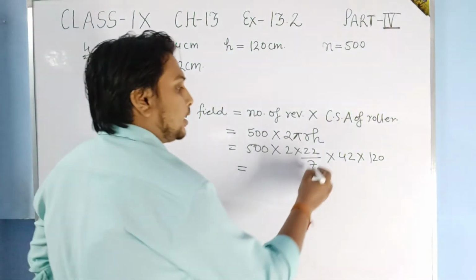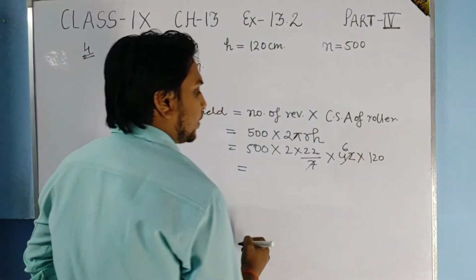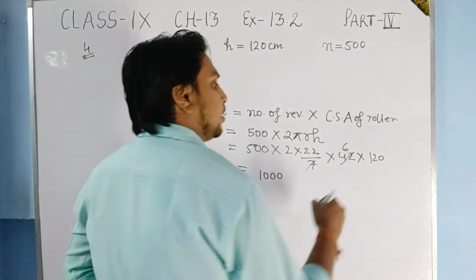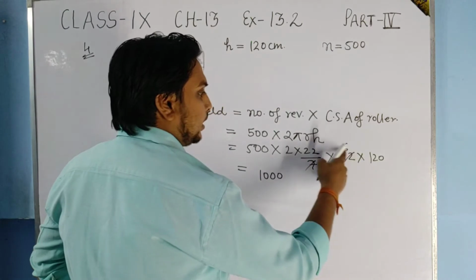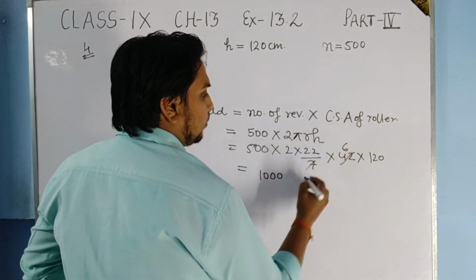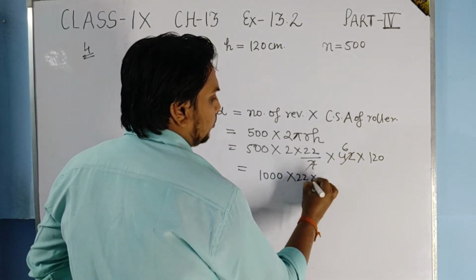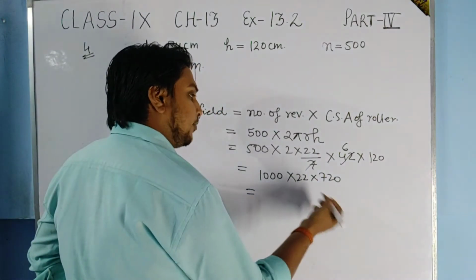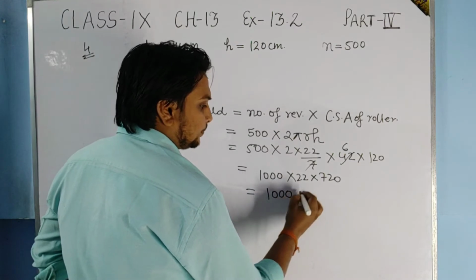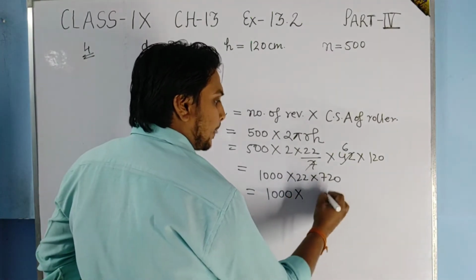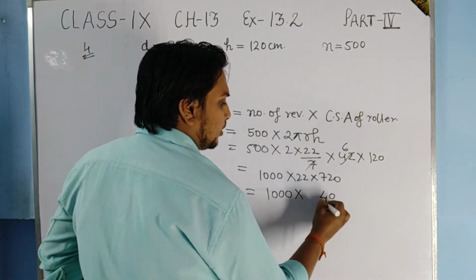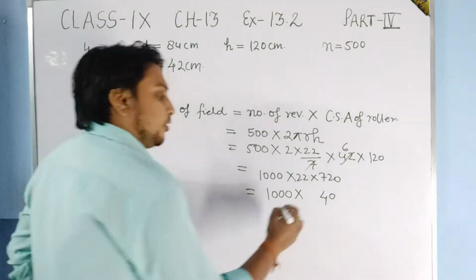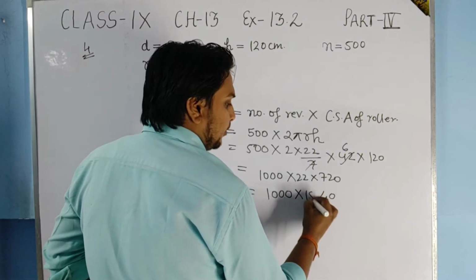So you can see that 7 sixes are 42. Okay, 5 into 2, 1000. Now 12 into 6, 720. So it is 22 into 720. So this, students, we have to find: 1000 into 0, 22 twos are 44, 22 sevens are 154. Okay, and 158.